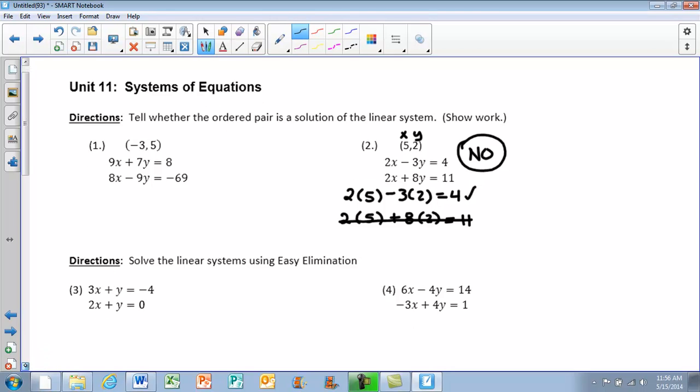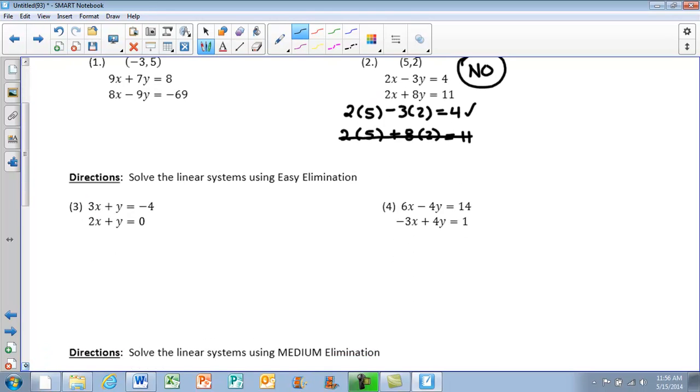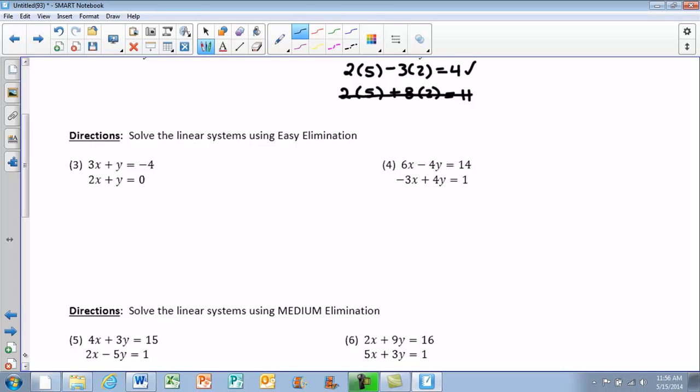Alright, the next couple examples we are going to use elimination to solve the systems. If we take a look at number 4, we need to look at our coefficients. We already have matching coefficients and they are opposite, so we can just set this up by adding these together. My y's cancel out and I'm left with 3x equals 15. Divide both sides by 3 and I have x is equal to 5.